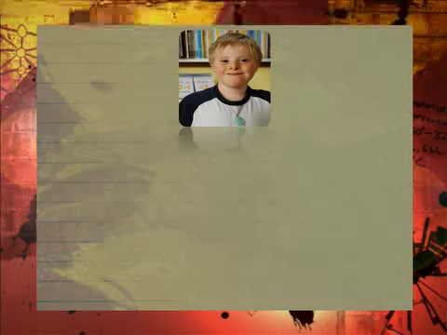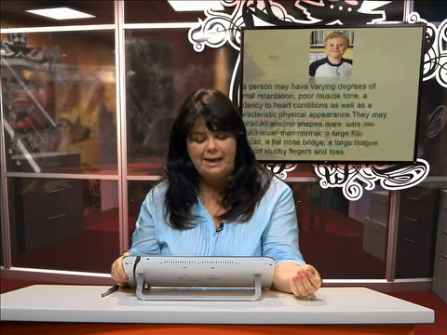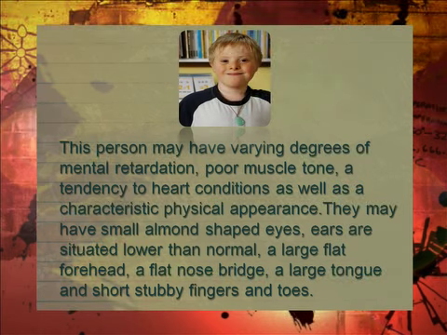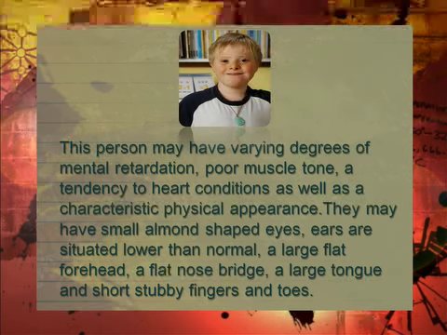So this little boy who has Down syndrome, what would be the characteristics or the consequences? What would this child be like? Well, he may have varying degrees of mental retardation. He may not have the same cognitive abilities. He could have poor muscle tone. He might not be able to cope with ball games, possibly as you would. He may have a tendency to heart conditions as well as a very particular physical appearance.